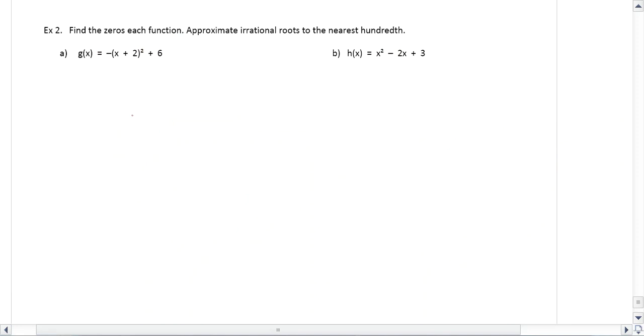In example 2, we're asked to find the zeros of each function. In other words, where do they cross the x-axis? And that is where y is 0. So I'm just going to start by writing 0 equals the rest of this quadratic.